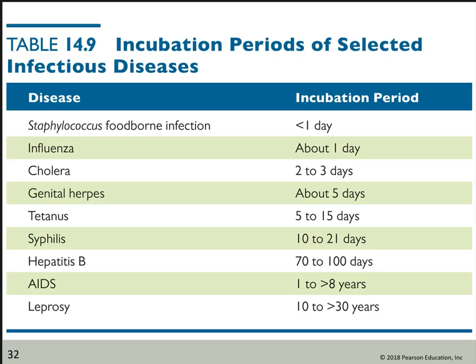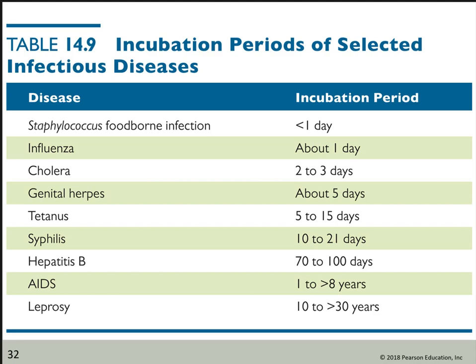So for example, in the incubation period, you can have some incubation periods that are really short. So for Staphylococcus foodborne infection, we're going to learn that a toxin produces this, and so the incubation period is really short. It's less than a day. But for other microbes, you can have a much longer incubation period. For the flu, it's about a day. Cholera, it's 2 to 3 days. Genital herpes, 5 days, etc., all the way down here to decades. So for example, for leprosy, the microbe that causes leprosy can lay dormant in the host for a very long time, from 10 to more than 30 years, and then finally cause disease in the host.